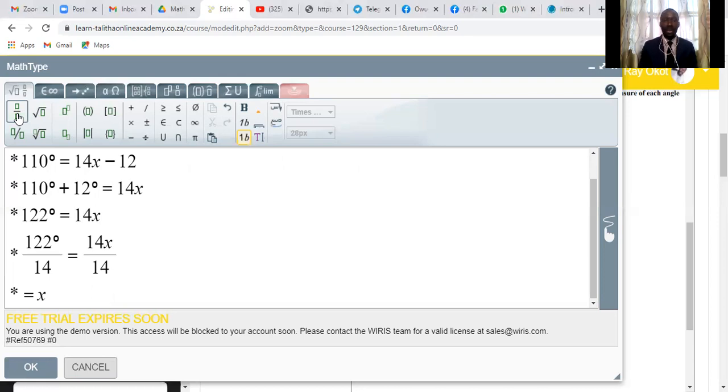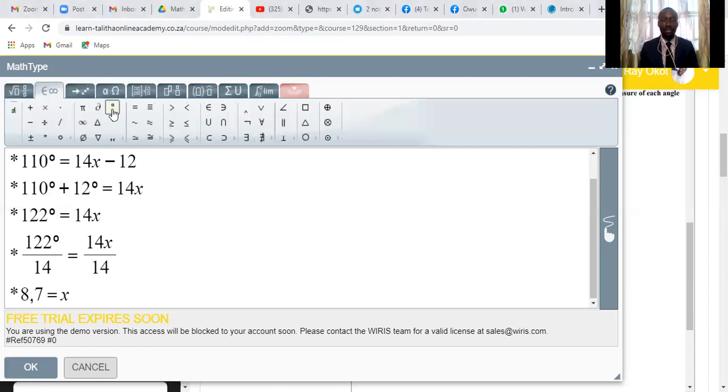Then on the left of the equal sign, what do we have? We then have to divide 122 degrees by 14. Then we will have to use a calculator to do that. So we get into the calculator and we divide 122 by what? By 14. That would give us 8.7 degrees. So we say 8.7 degrees is the value of what? Is the value of x.